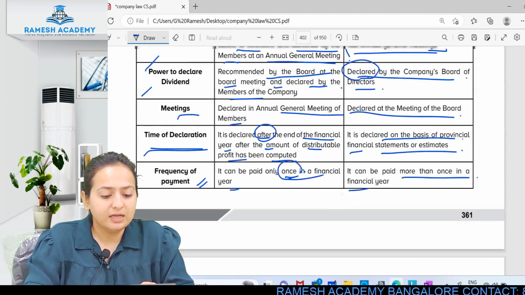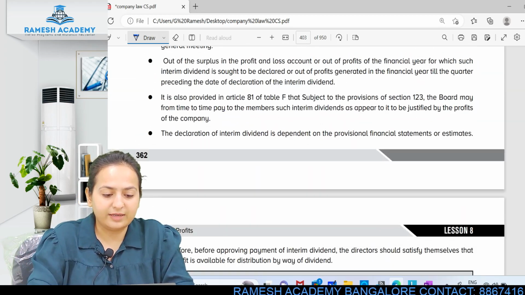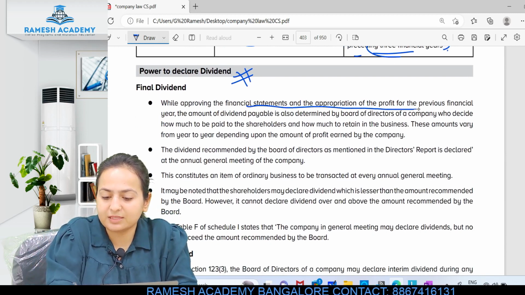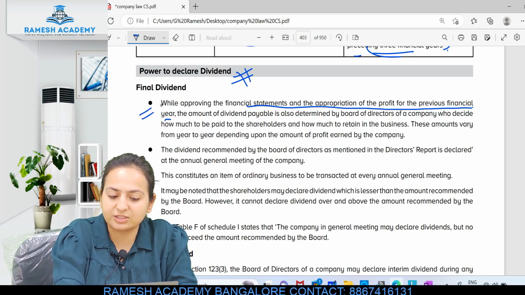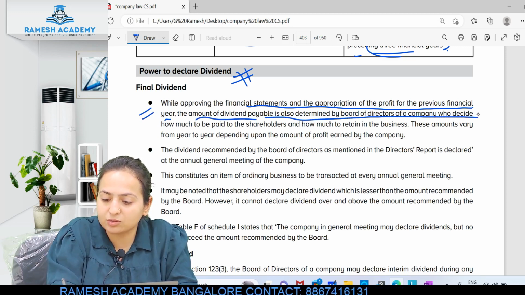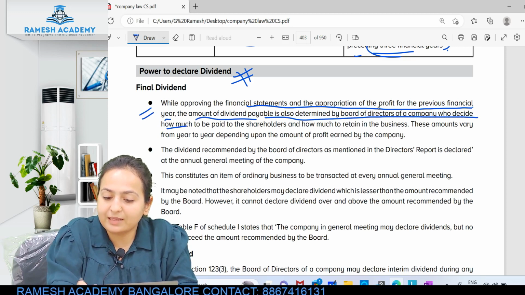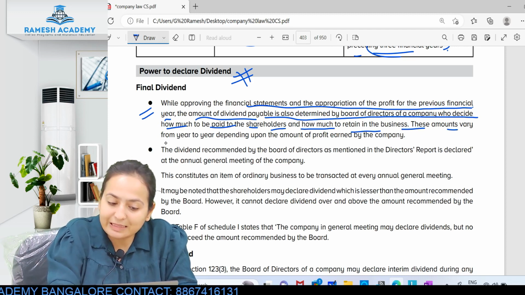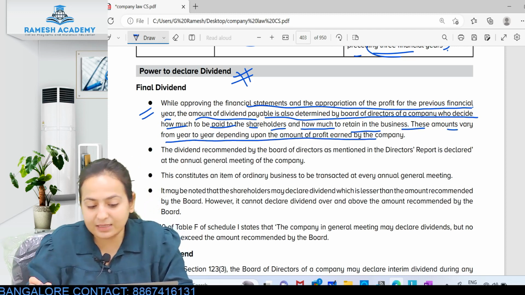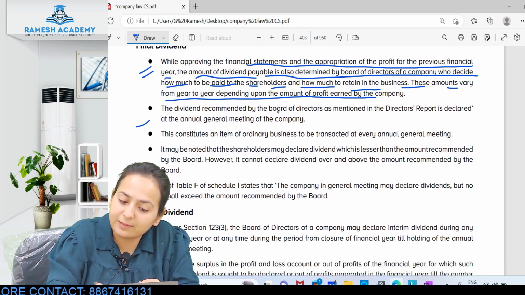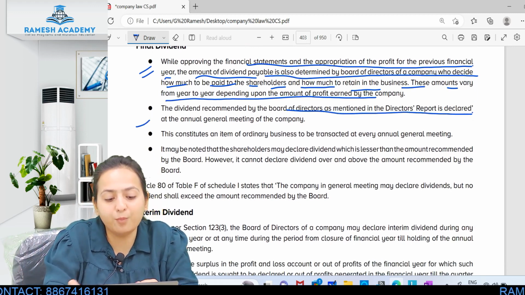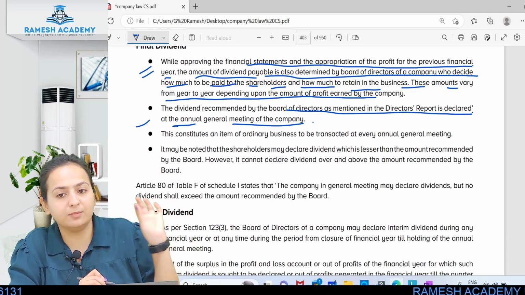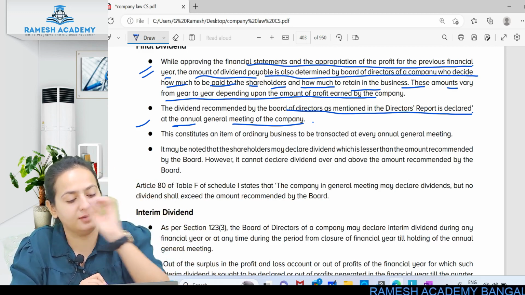So first of all is final dividend. While approving the financial statements and appropriation of the profit for the previous financial year, the amount of dividend payable is also determined by the BOD of the company, who will decide how much to be paid and how much to be retained. These amounts vary from year to year depending upon the profits. The dividend recommended by the board is mentioned in the board's report at the annual general meeting. You will write down that in the board report, the amount recommended by the BOD.